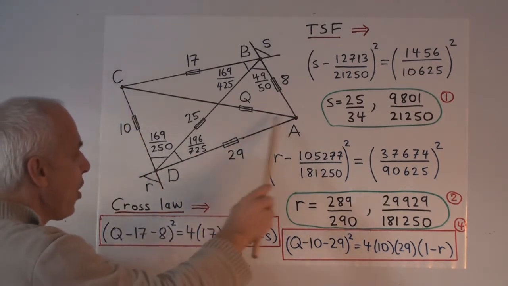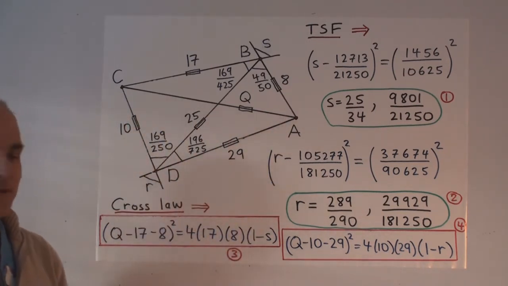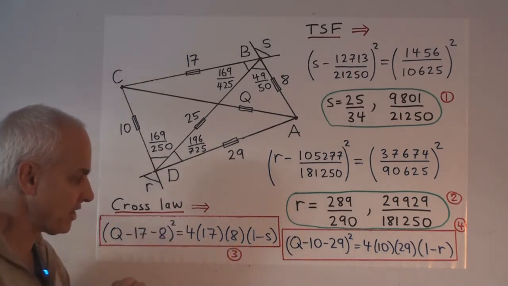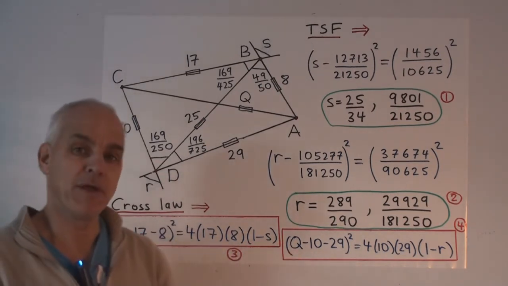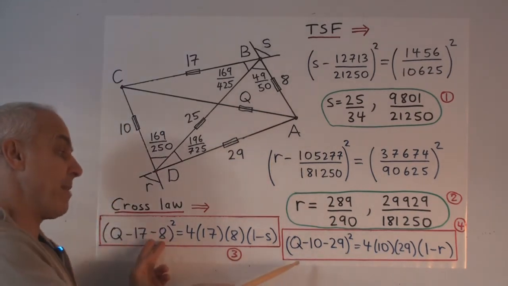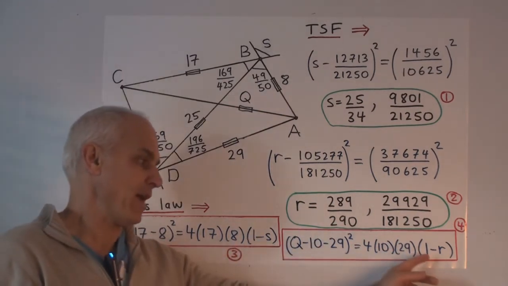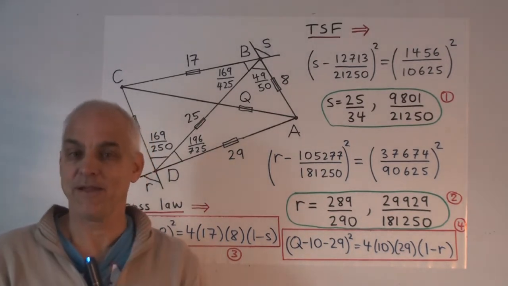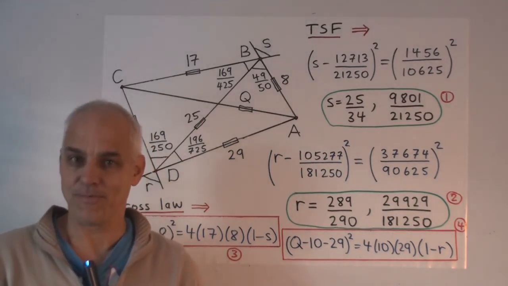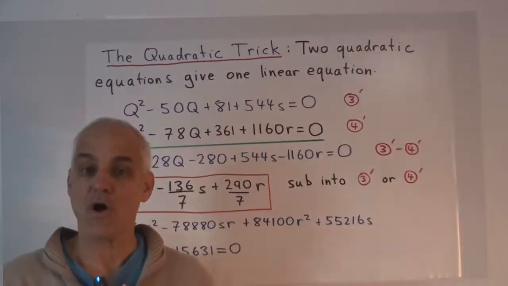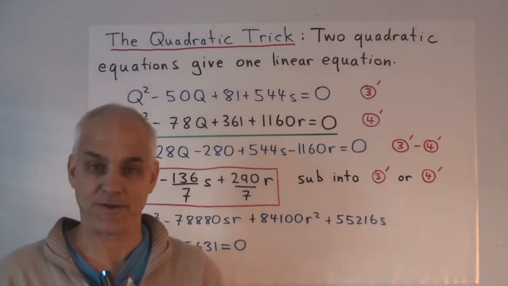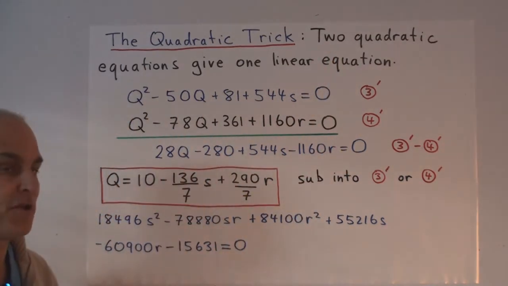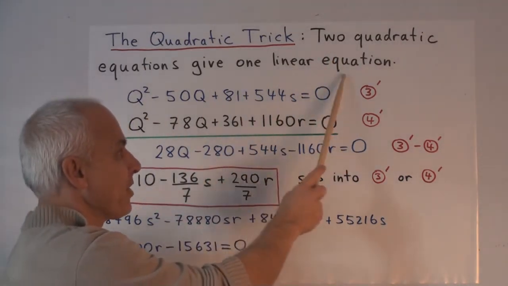And in this triangle also we get a cross law, which has a similar form. Now while both of these equations involve the unknown quantity Q, it turns out that we can use them to get a relation between S and R. And that involves a nice trick that's very important that you know. We'll call this the quadratic trick. And it is that two quadratic equations give one linear equation.